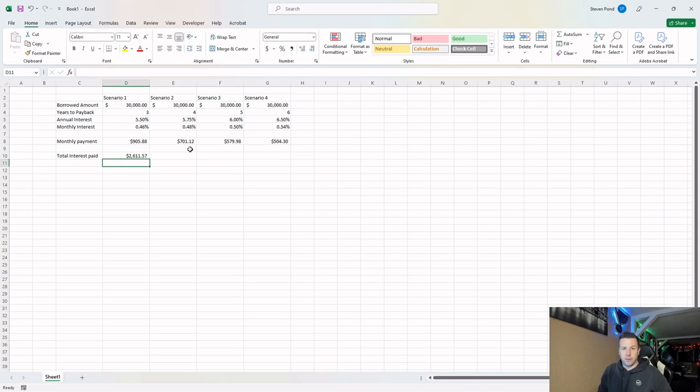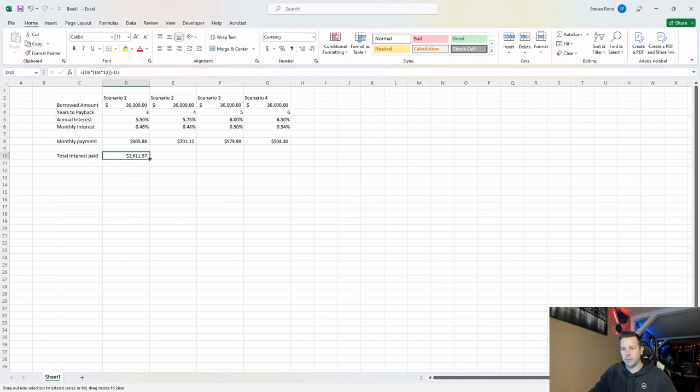So this is now where it really gets interesting. This is the whole point of this entire video. Now, this is the true cost of this loan. So in scenario 1 here, if you borrow $30,000 and pay it back over 3 years at a 5.5% interest rate, you're going to pay $2,600 in interest, or specifically $2,611.57 total of interest, okay? That doesn't sound like a whole lot, but now watch as I scale it to the next scenario and build up. It gets exponentially bigger.